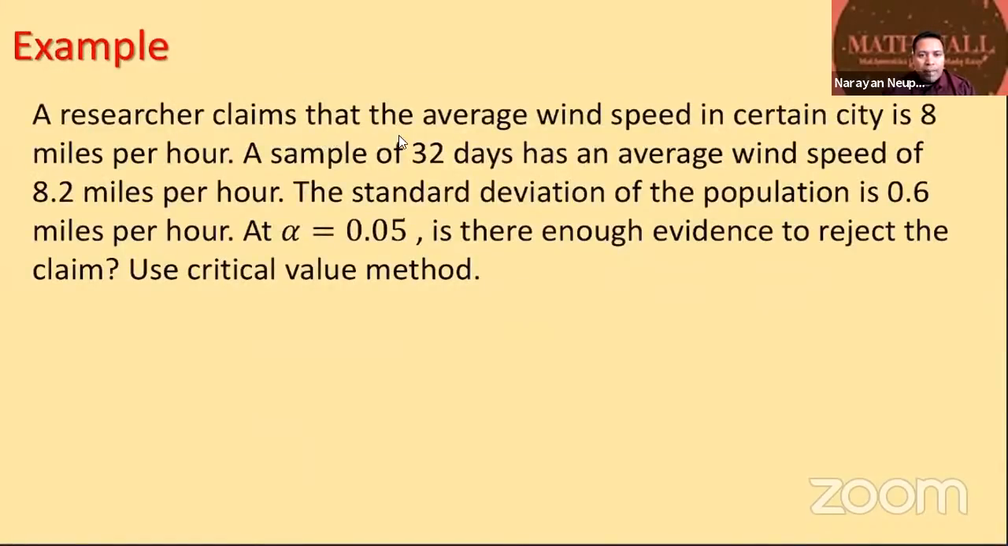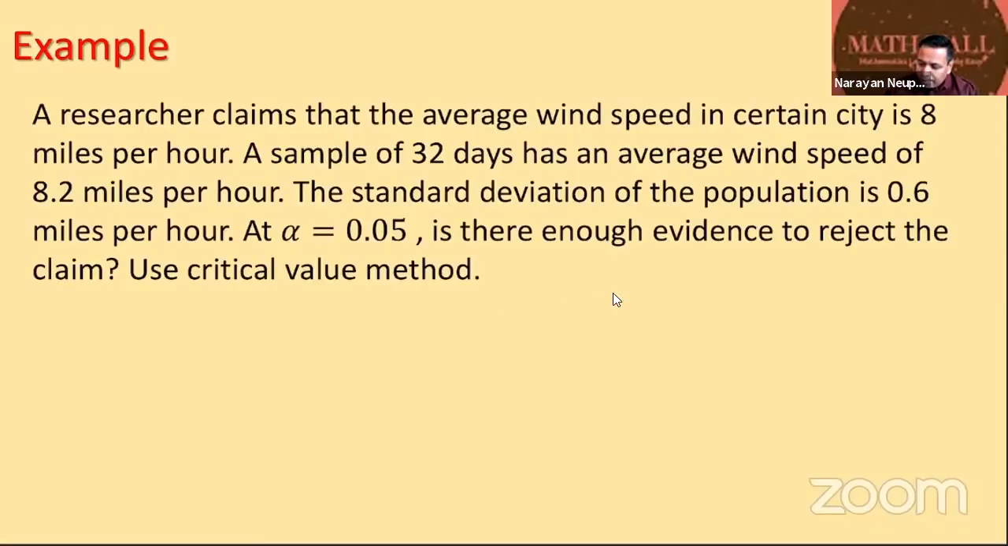Example: a researcher claims that the average wind speed in a certain city is 8 miles per hour. So that is the claim. In order to test whether the average is 8 miles per hour or not, a sample of 32 days was taken. And the average on those 32 days was 8.2 miles per hour. The standard deviation of the population is 0.6. At alpha equal to 0.05, we have to test if there is enough evidence to reject the claim. And we are asked to use the critical value method here.